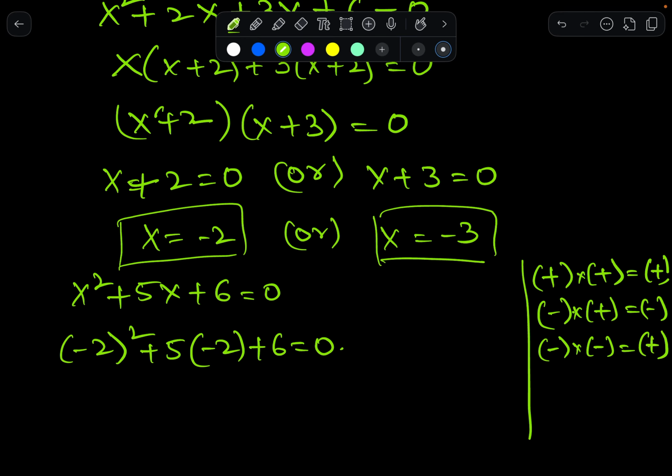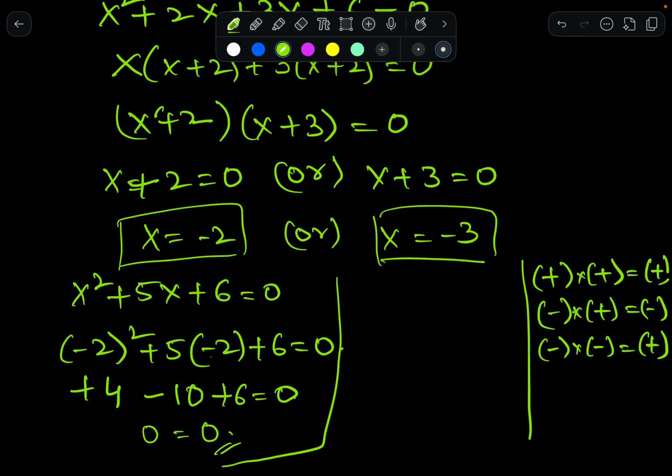So here, when you multiply minus 2 into minus 2, or minus 2 square, it will be a positive 4. And when you multiply one positive with one negative, it will be a negative, which is negative 10, plus 6 equal to 0, which means this sums up as 0. 0 is equal to 0, which is correct. So our value of x equal to minus 2 is correct.